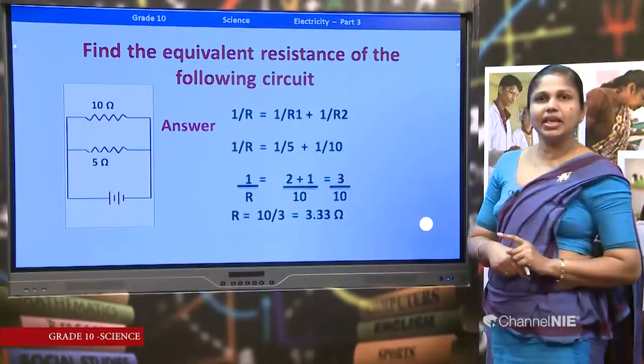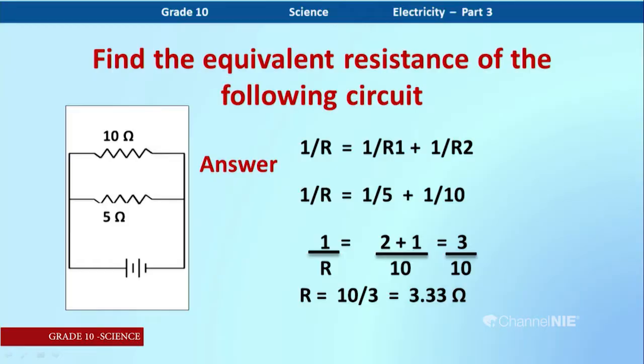How to get the equivalent resistance here? You can see, if the equivalent resistance is R, then 1 over R equals 1 over R1 plus 1 over R2. Here, R1 is 10, R2 is 5. Then, 1 over 5 plus 1 over 10. Then, when R is isolated, you get 10 over 3, that is 3.33 as the answer.